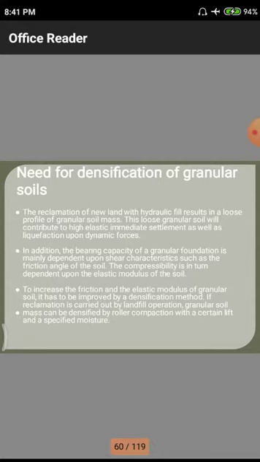The first point is that reclamation of new land with hydraulic fill results in a loose profile of granular soil mass. Loose profile means there is no bonding between the soil particles. That is called a loose material, which has no proper density. The loose granular soil will contribute to high elastic immediate settlement, and liquefaction will occur due to dynamic forces.